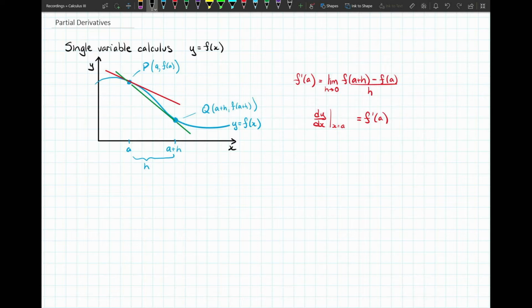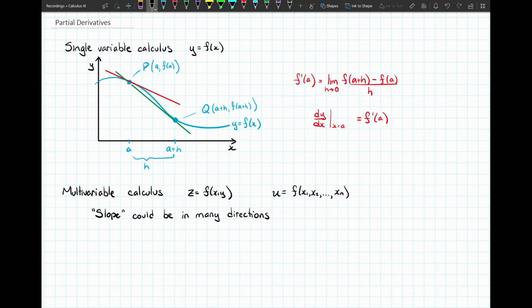That's another notation. Now, the problem with multivariable functions, if we have a function, let's say z equals f of x, y, or potentially u equals a function of n variables, is that we don't really just have a left and a right direction. We could be talking about the change of z in any direction along the xy plane, or we could talk about a change in u in any direction in n-dimensional space. So slope could be in as many directions as we want.